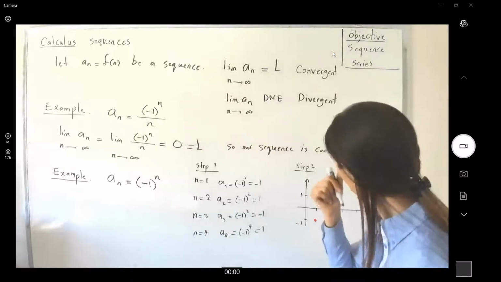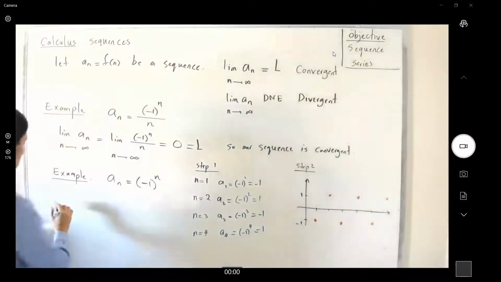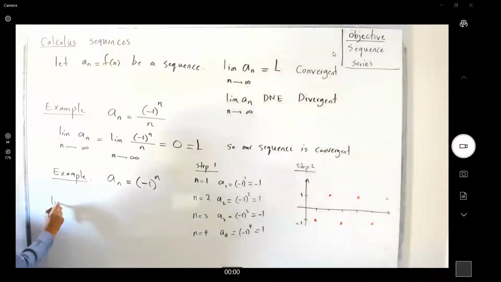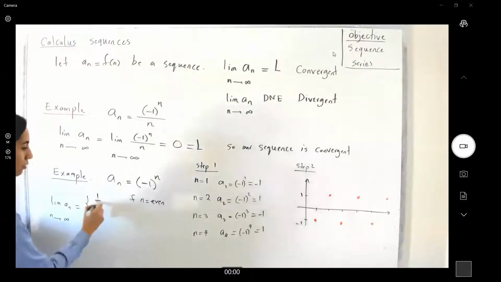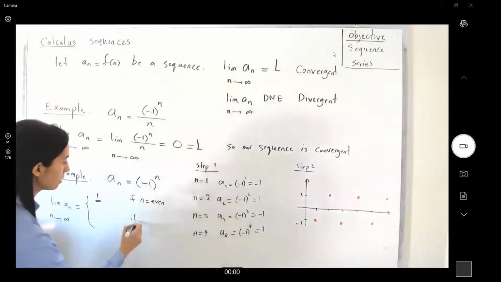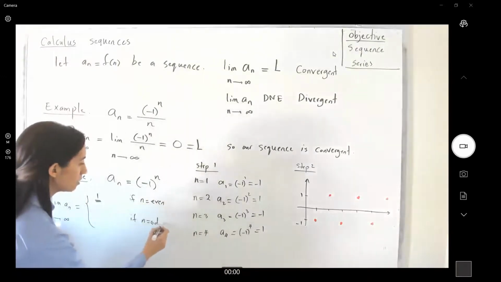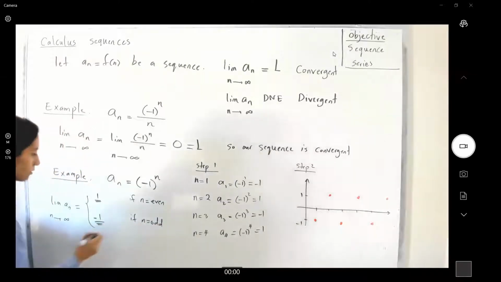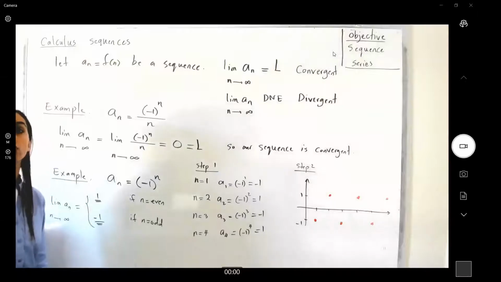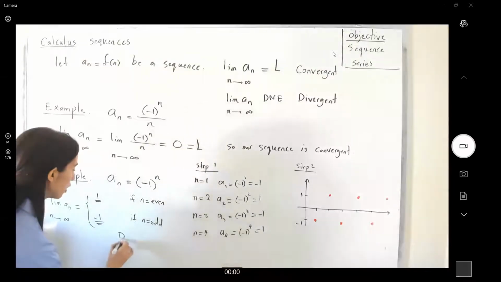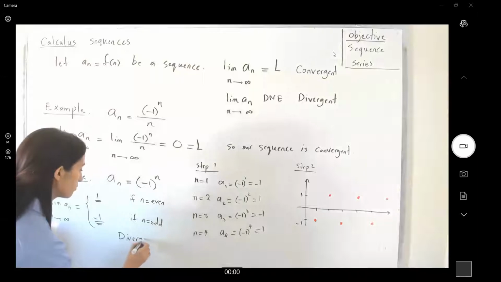So we can write the limit this way. Limit of a_n while n goes to infinity if n is even is equal to 1. If n is odd, it is equal to -1. 1 and -1 are not the same. The limit is not unique, so we have a divergent sequence.